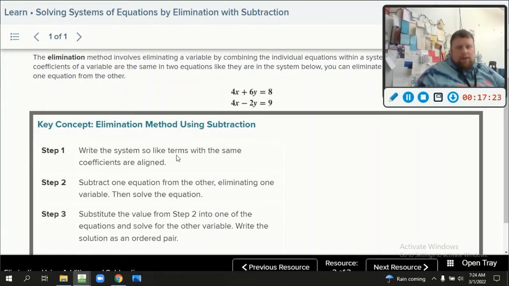Because this one says write the system so like terms with the same coefficient are aligned. Notice this one says same coefficients instead of opposite. So like we see up above, these two 4s are the same, so we're going to make sure they're aligned on top of each other. And then we're going to subtract one equation from the other, eliminating one variable. So if I take 4x and subtract that 4x, it's going to get rid of it. Just like adding opposites, subtracting like coefficients is going to get rid of them.